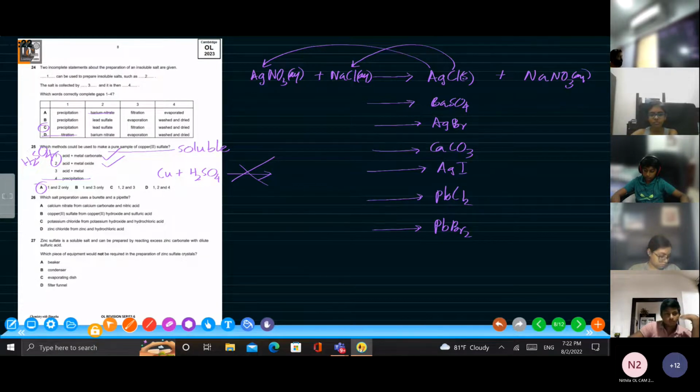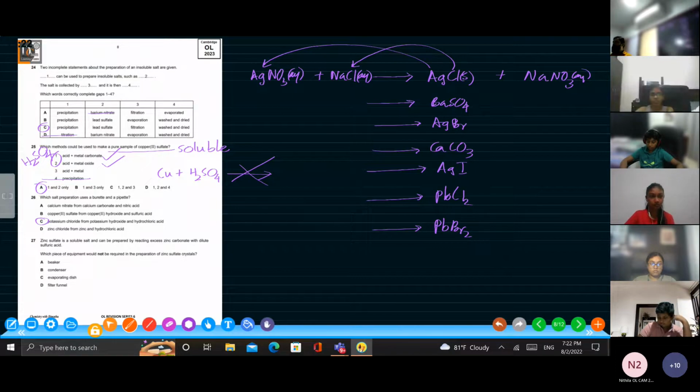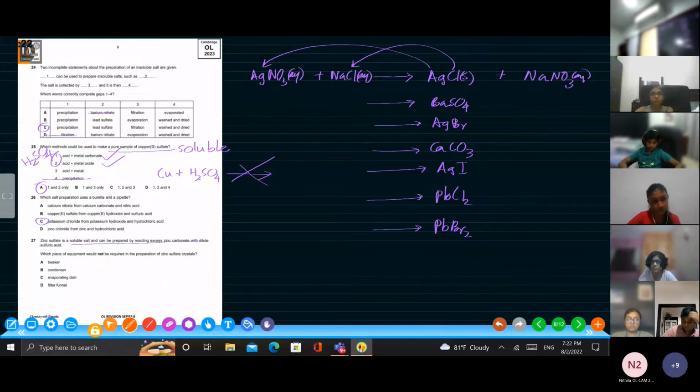Soluble salt. So soluble acid and base, right? Then you can say potassium chloride, potassium hydroxide, and hydrochloric acid. Titration method will be used to prepare salt starting from aqueous acids and alkalis. Therefore, the answer is C. Zinc sulfate is a soluble salt, can be prepared by excess zinc carbonate and sulfuric acid.